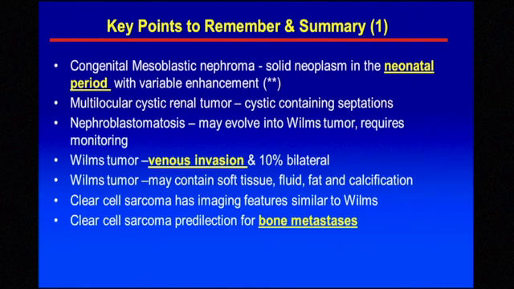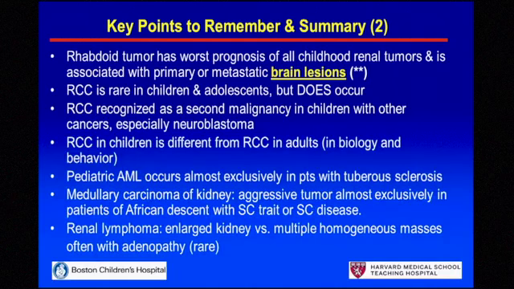Nephroblastomatosis may evolve into Wilms tumor, so requires monitoring. In Wilms tumor, you need to look for venous invasion, and remember that 10% are bilateral. Wilms tumor may contain soft tissue, fluid, fat, and calcification, so don't let the presence of fat and calcification dissuade you from the diagnosis. Clear cell sarcoma has imaging features which are very similar to Wilms. And clear cell sarcoma has a predilection for bone metastases, so you need to look for them.